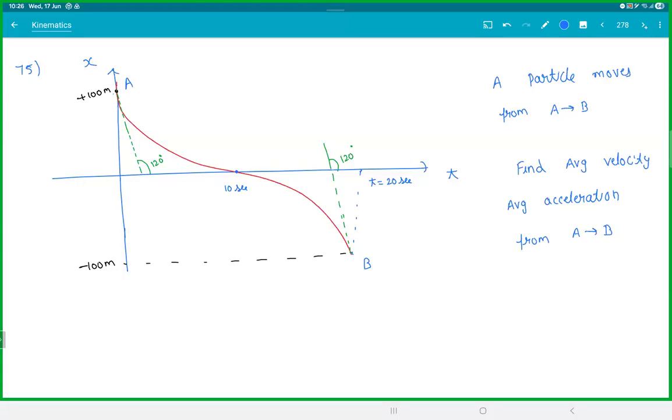So in an XT graph, if they start talking about acceleration, those are a little good ones. This is an XT graph. Find average velocity and average acceleration. Let's finish off. This will be the last one for the day. That's a little about XT graphs. Next class we will do VT graph, AT graph, and all that other stuff. Non-standard graphs.